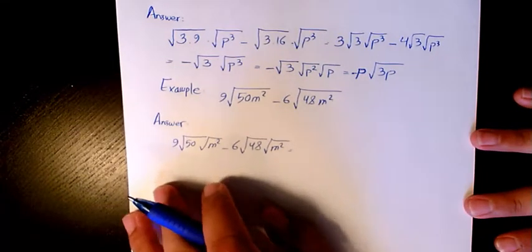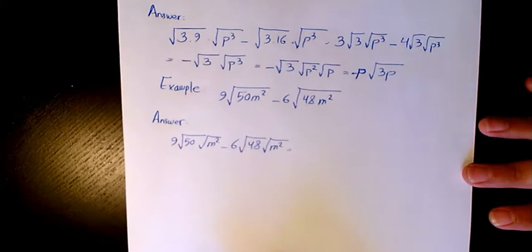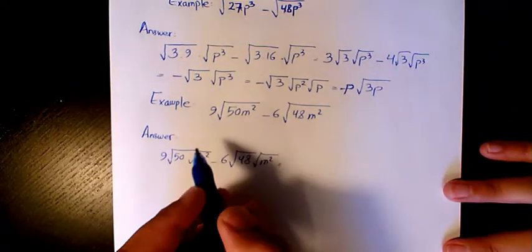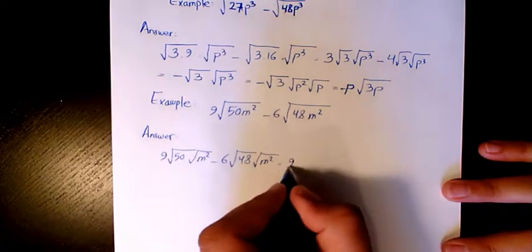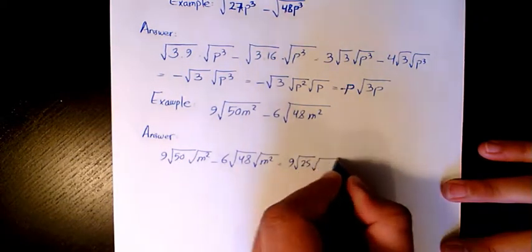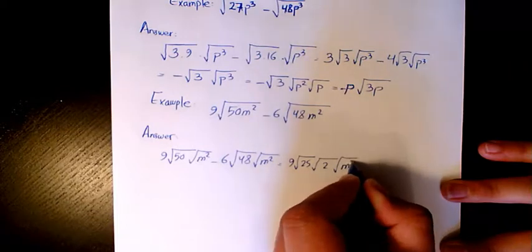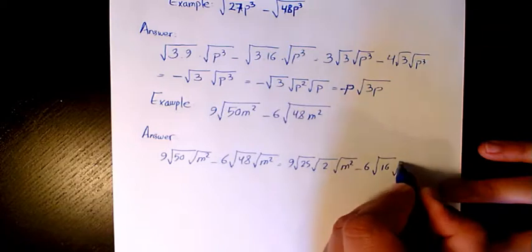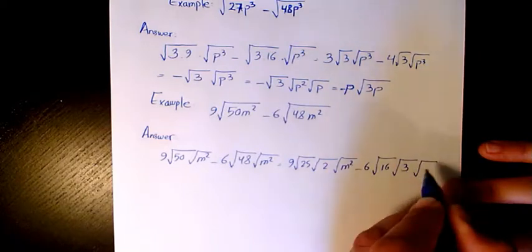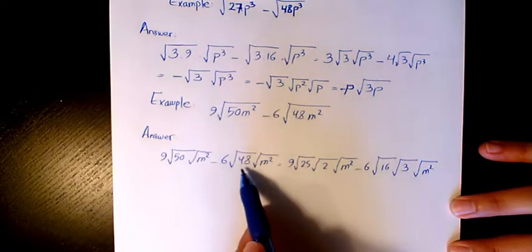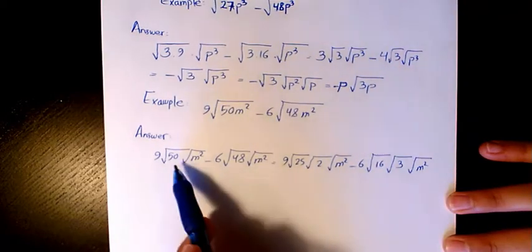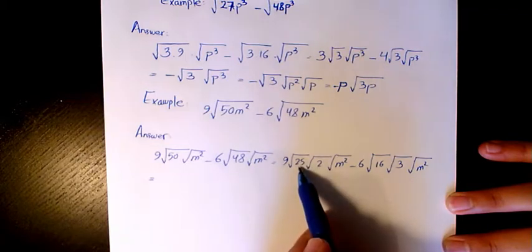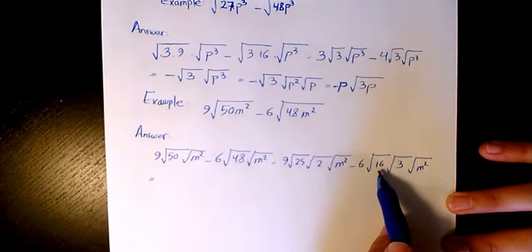And then 50, I can write 50 as 25 times 2 m squared, and here I can have 16 times 3 m squared, because 48 is 16 times 3 and 50 is 25 times 2. So square root of 25 is 5 and square root of 16 is 4.